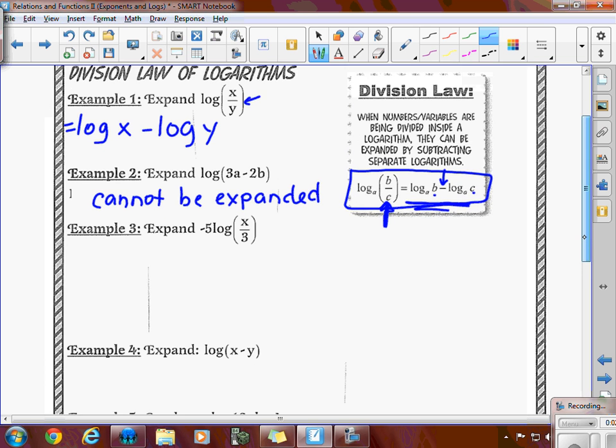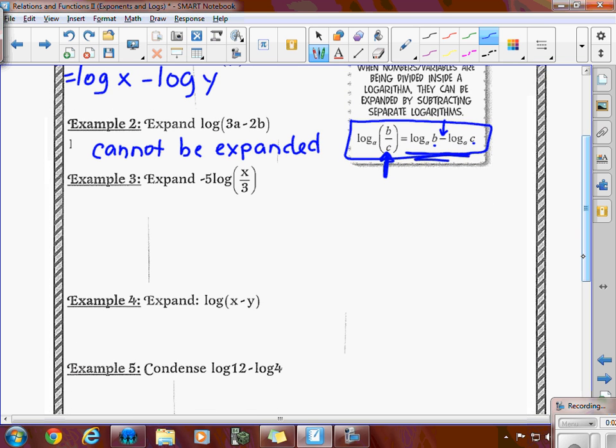The next example, expand negative 5 log base 10 of x over 3, does have the division. So that means this could be separated into a difference of two logs. So we're going to take this chunk here and we're going to separate it. So that would be log base 10 of x minus log base 10 of 3. But we've had this negative 5 there as well.